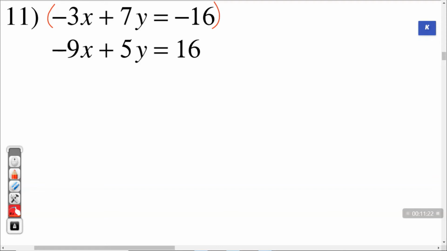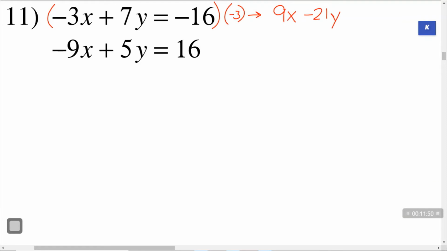What can I multiply negative 3 by to get the opposite of negative 9? Well, that means positive 9. That means I can multiply by negative 3. If I do that, negative 3 times negative 3x gives me 9x. That's what I wanted, the opposite of negative 9x. But I have to multiply that to everything. All right, sorry, it's not going to be a plus. I keep doing that. So if we got 7 times negative 3, that's going to give me a negative 21y. And if I do 3 times 16, I'm going to get a positive 48, because it is a negative 16 and a negative 3. Gives me a positive 48. All right, so that's my top equation.